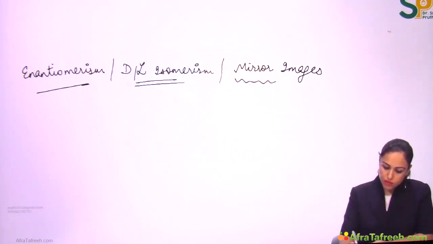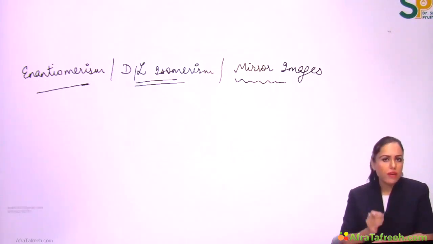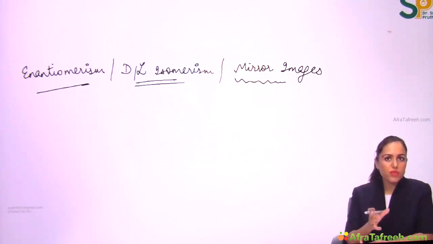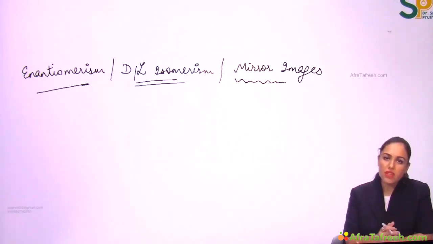Also, they are known as mirror images of each other. One trick for question solving here: whenever in a question they write some isomers are mirror images of each other, then you're very sure it is enantiomerism or capital D, capital L isomerism, whatever is given, because no other isomers are mirror images of each other, right?